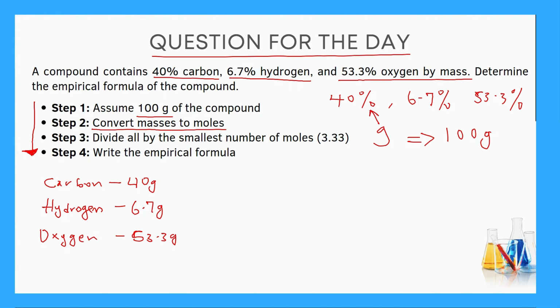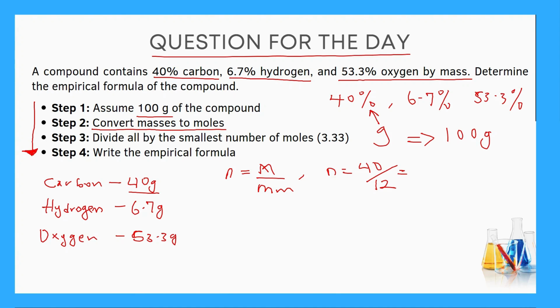So now that we've done step one, the next step says convert masses to moles. Now there is a formula for converting mass into moles, and that formula says number of moles N is equal to the mass of a substance divided by its molar mass. Okay, so now let's start with carbon. For carbon now, N will now be equal to the mass of carbon, which is 40 grams. So we have 40 divided by the molar mass. Now what is the molar mass of carbon? The molar mass of carbon is 12. Okay, if you check the periodic table, you'll find these are constants.